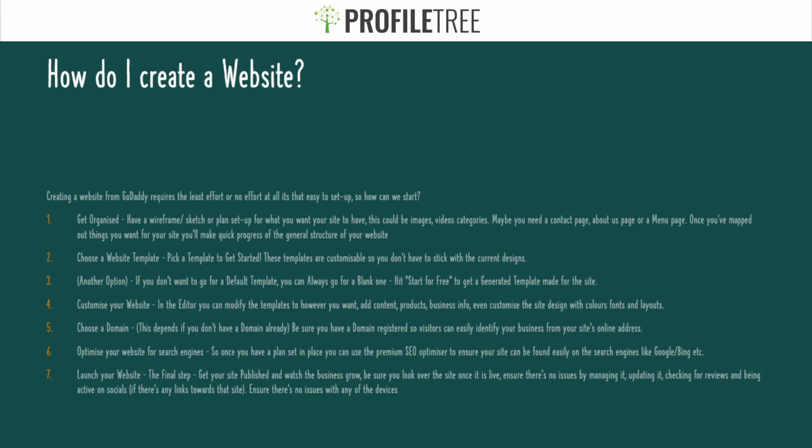Now, number two is choose a website template. So pick a template to get started. These templates are customizable, so you don't have to stick with the current designs. Another option, if you don't want to pick a default template, is you can always go for a blank one. So hit start for free to get generated templates made for the site. That's just another option. You don't have to pick that if you don't need to.